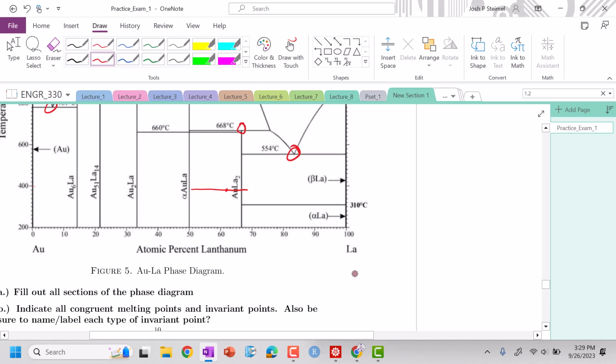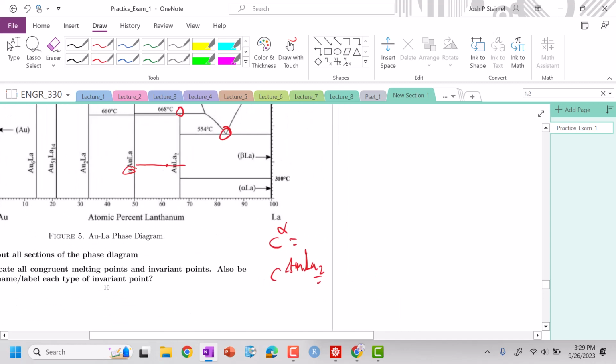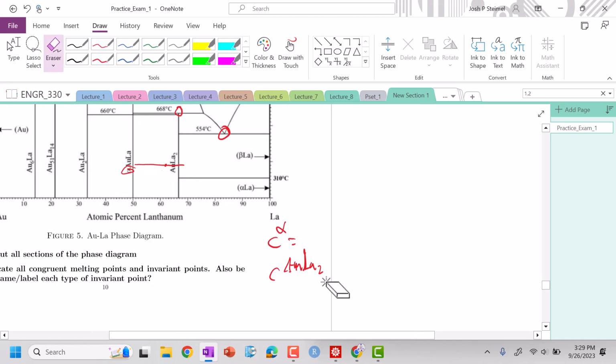I have some phase that I'm going to call alpha, because that's alpha right here. And I have some composition that is AuLa2. So that occurs at, looks to be about 67, let's just say 67.